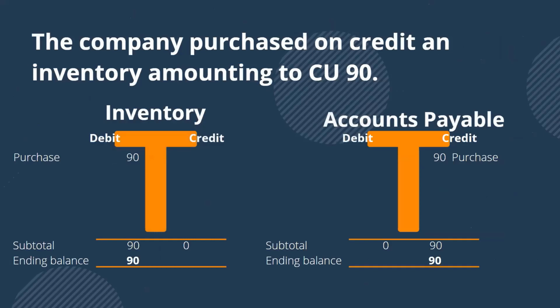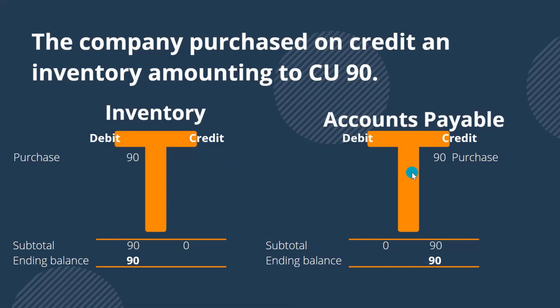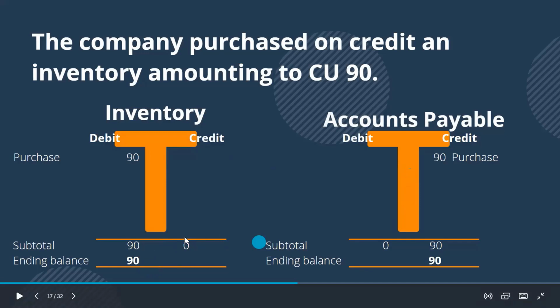So now let's take a look at another example. The company purchased on credit an inventory amounting to 90 currency units. So the transaction will work like this. Since it is an inventory, an asset, we will add 90 currency units to the debit side of inventory. And then we will credit the accounts payable amounting to 90 currency units. As you can see, the total of the inventory, or the total assets, equals the total liabilities plus equity, which is 90 currency units, and the equation is balanced.